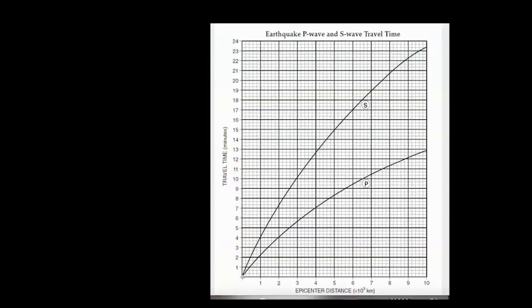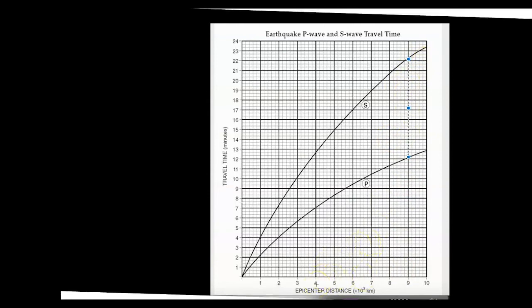So here's 10 minutes. What I'm going to do then is draw a line up to 10. And then I'm going to find a place between the S and P where this line will actually fit. So, looks like right there. This lag time fits perfectly right here. And that lines up right here with 9. So the epicenter is 9,000 kilometers away if you have a lag time of 10 minutes. So we can use this information now to determine the distance we are from the epicenter of the earthquake.